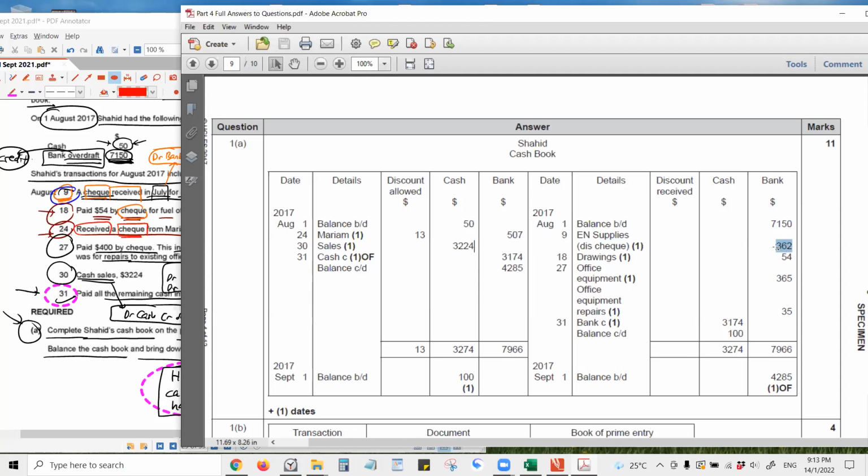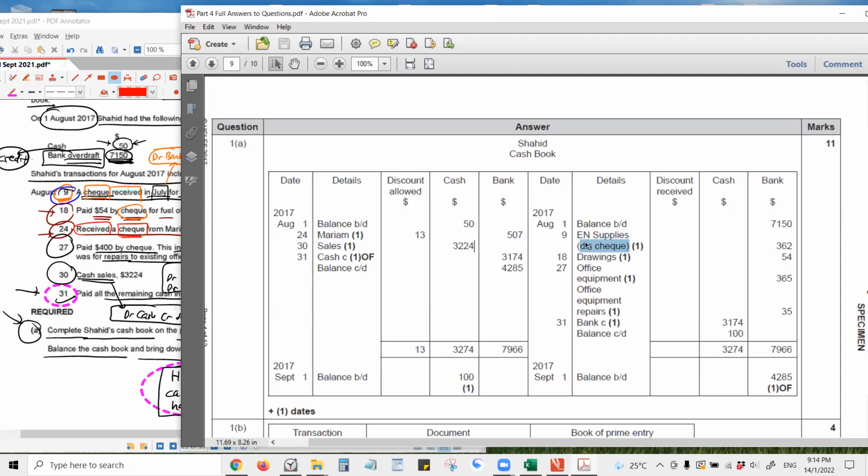Does it look like you are paying a check to EN supply? If you have 362 here and EN supply here, it looks like you are paying a check to EN supplies, right? But is that what happened? No, right? It's about rejection of check, right? Therefore, for you to clarify to people that you are not paying a check to EN supply, you have to write the explanation here. Dishonored check. You must have that. Otherwise, it's wrong. You get the reason? Without the words dishonored check, it looks like you are paying a check to EN supply, but that's not what happened.